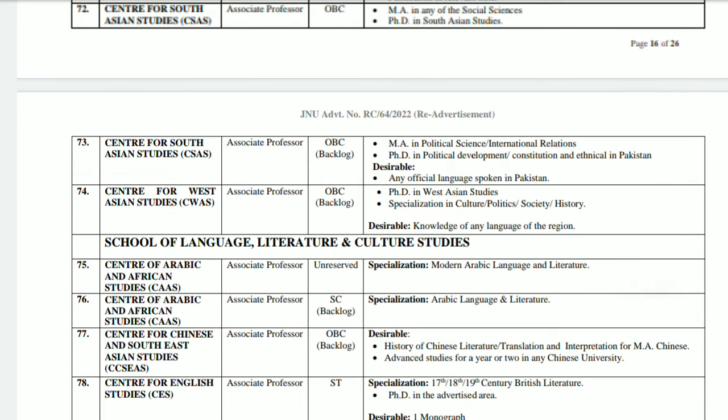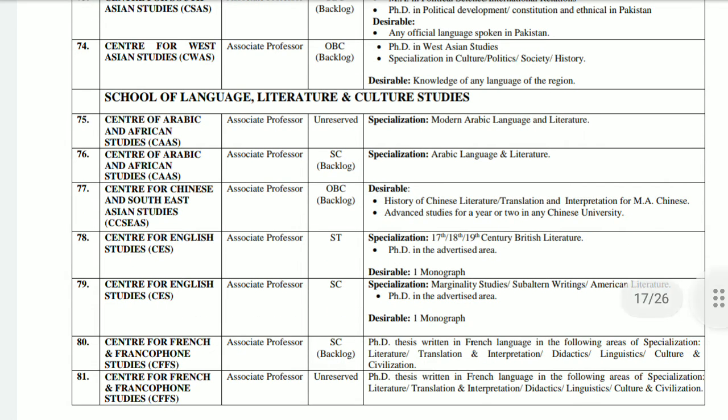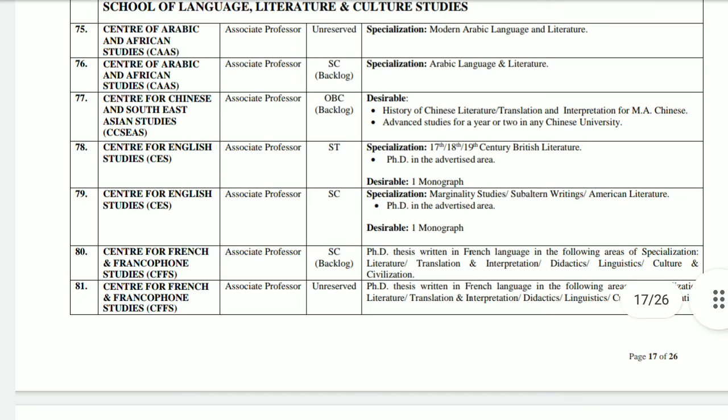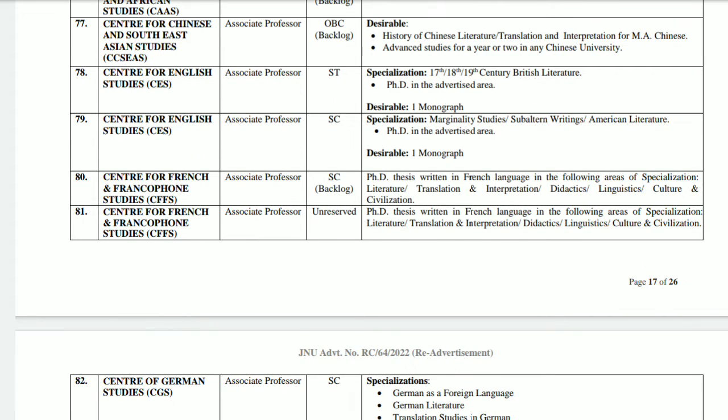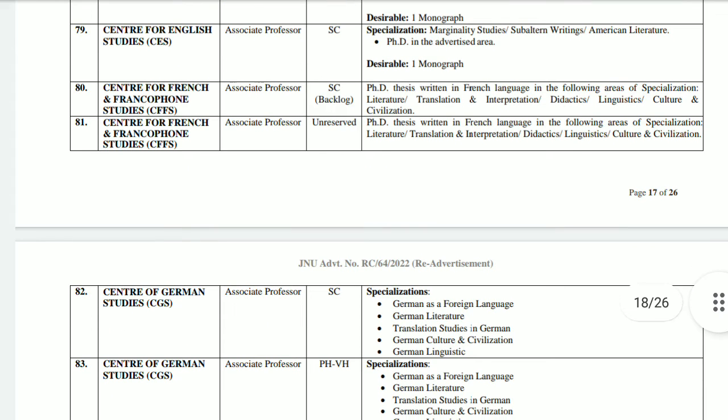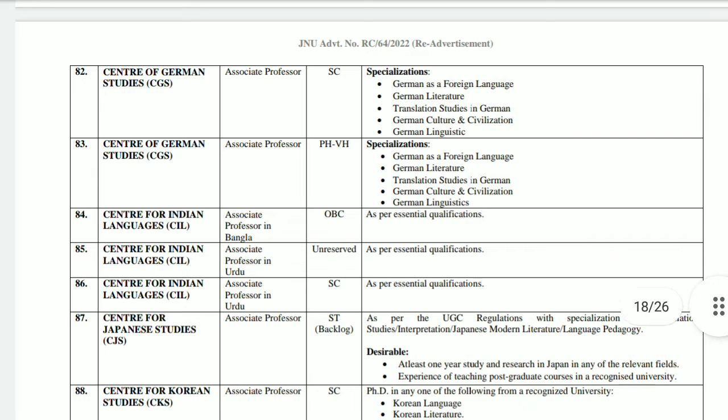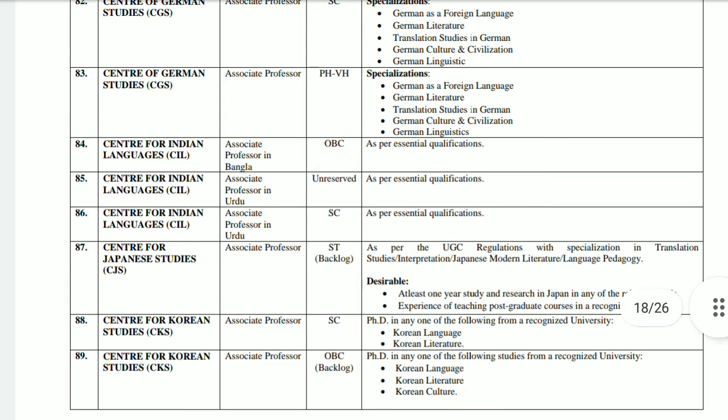Next job position, associate professor in West Asian Studies. Next, associate professor in Arabic and African Studies. Next, associate professor in Chinese and Southeast Asian Studies. Next, associate professor in English Studies. Next, associate professor in French and Francophone Studies. Next, associate professor in German Studies.